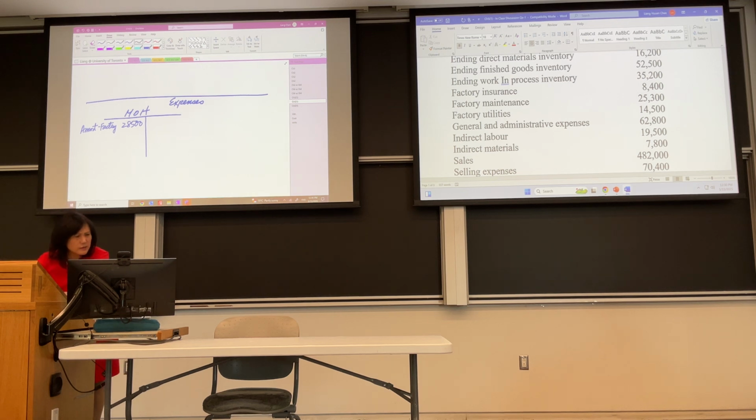Okay, so here is factory insurance, 8,400. Factory maintenance, 25,300. Are we okay with this? These are all overhead. It's not material, it's not labor. It's got to be overhead. Okay, what else?